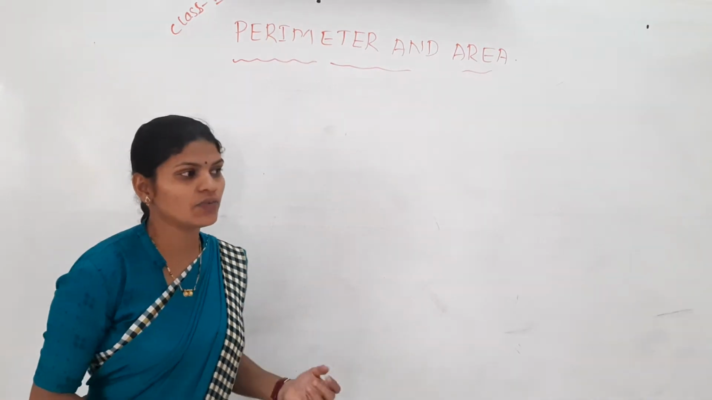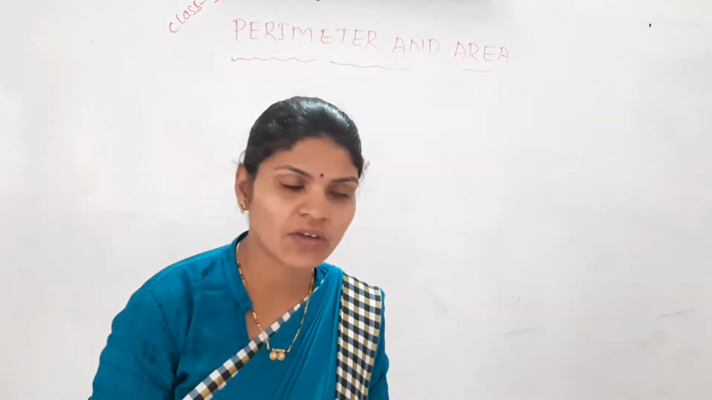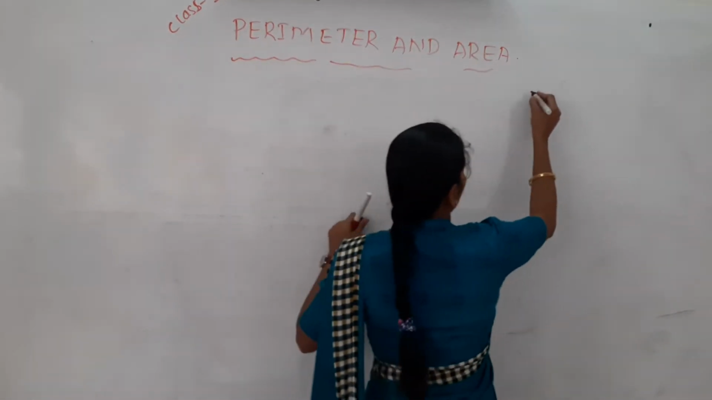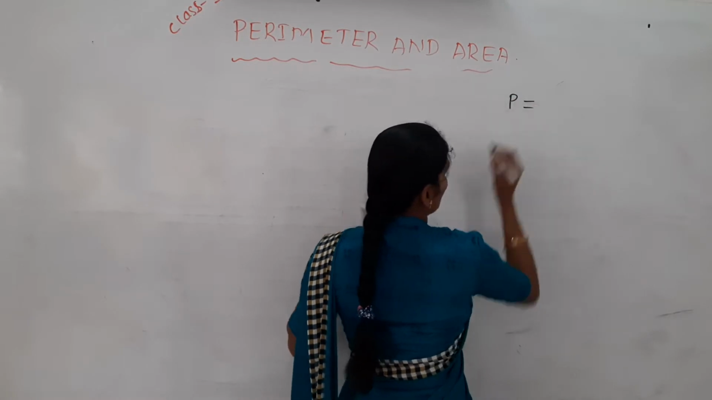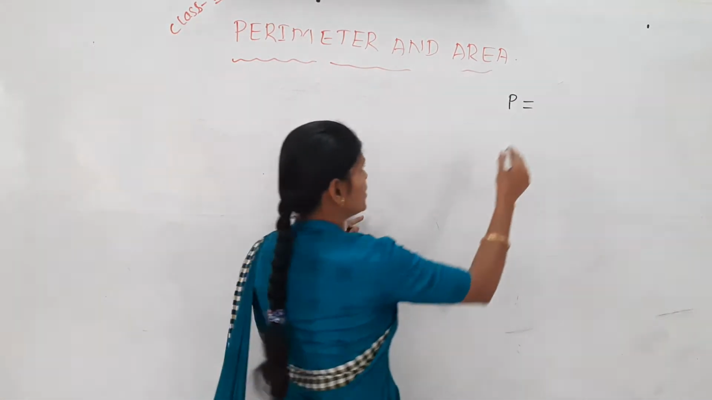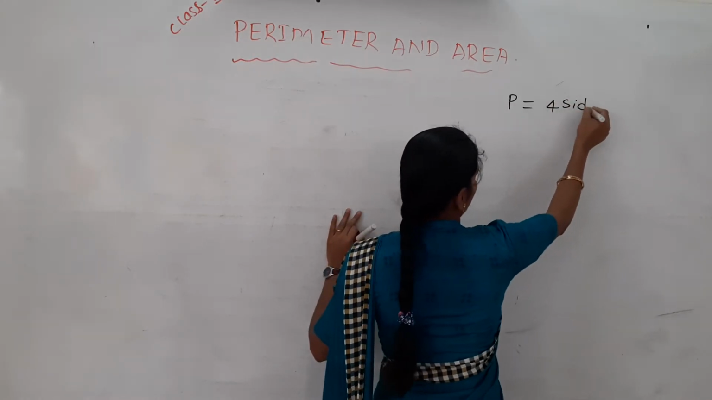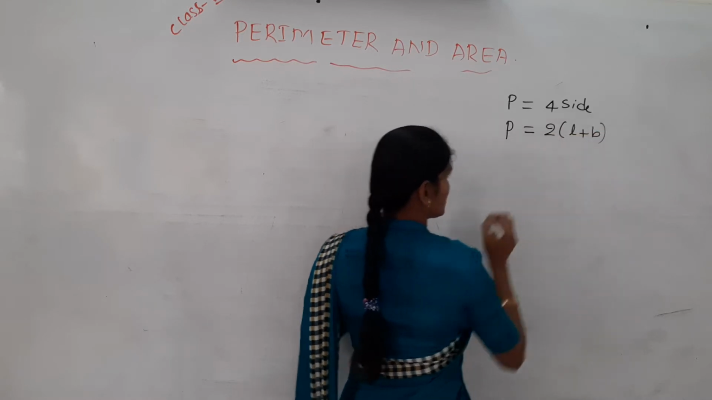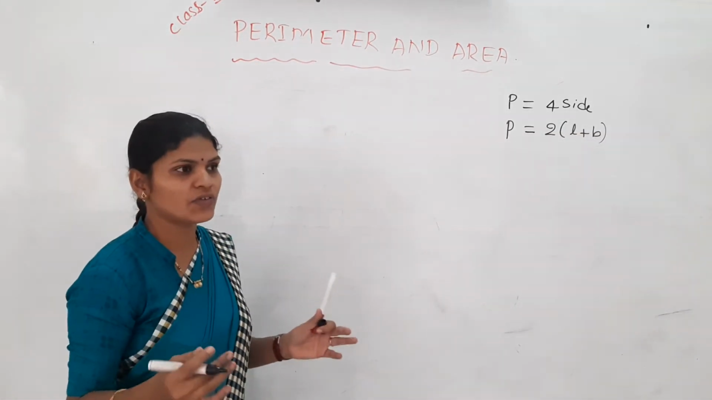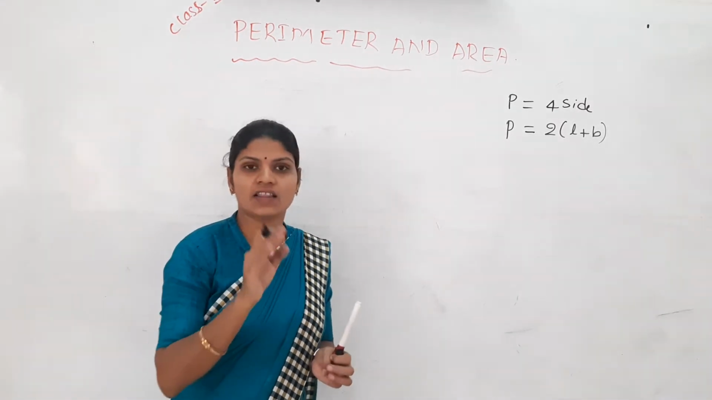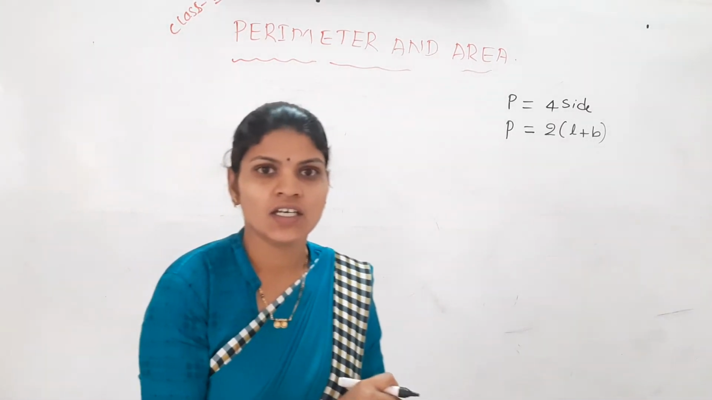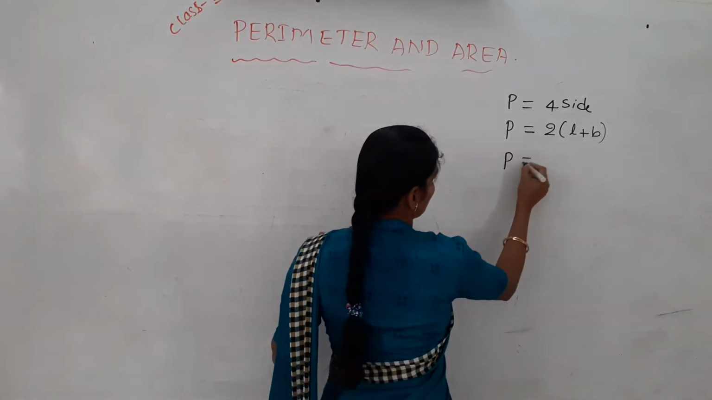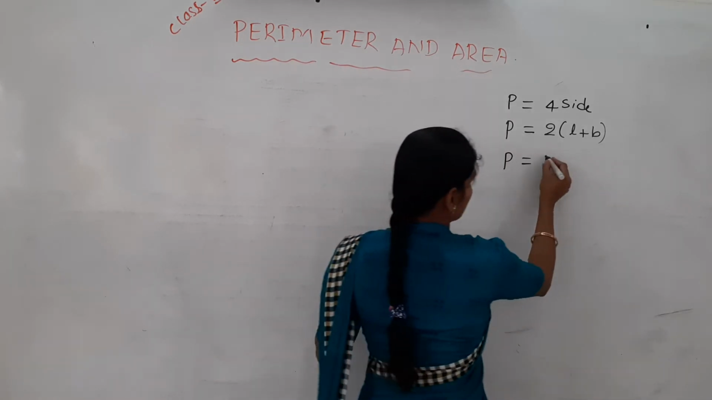For that we got the standard formulas in our previous class. Now we have to see all those formulas. Perimeter of the square: 4 into side. Perimeter of the rectangle: 2 times length plus breadth. In a triangle there are 3 categories based on sides. If all 3 sides of the triangle are equal, it is equilateral. Then what is the formula to find the perimeter of the equilateral triangle? 3 into side.